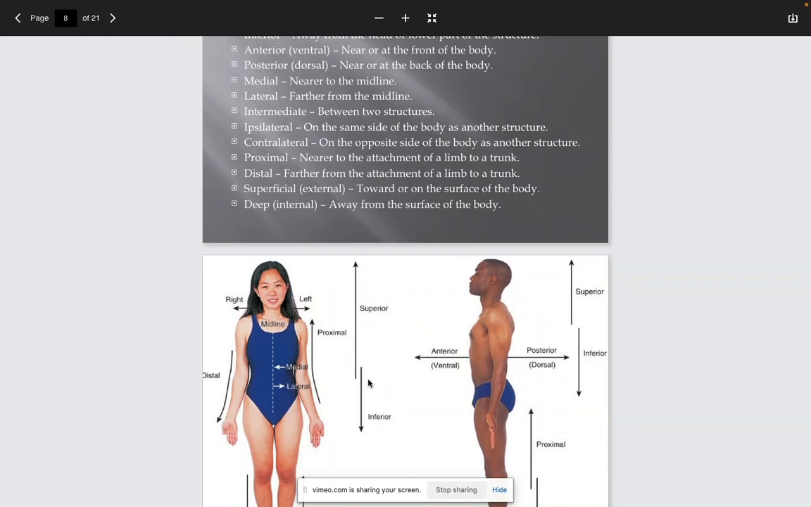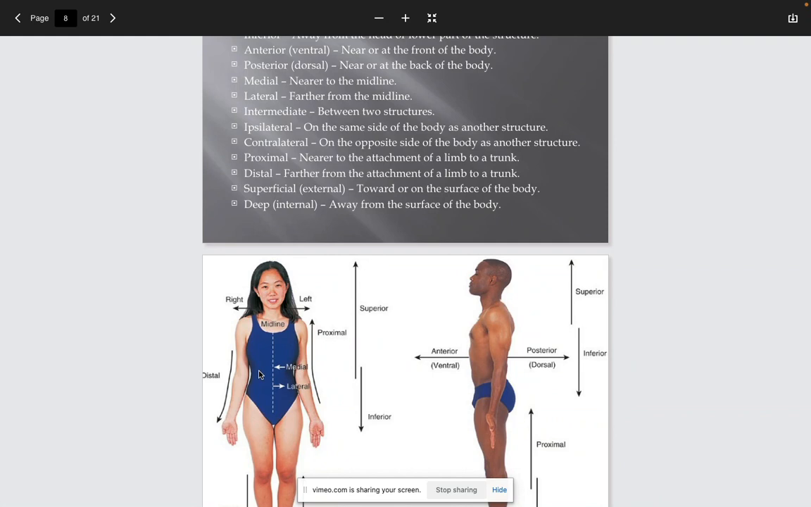Medial is going to mean closer to midline, right? And lateral is away from midline. So when you think about medial and lateral, I just want you to think about midline. Medial means medium or in between the middle. Lateral means away. So that's a pretty easy one, I feel like. Intermediate, this is a tough one. This is hardly ever used, but it's between two structures, right? You won't hear that one much, at least in my practice.